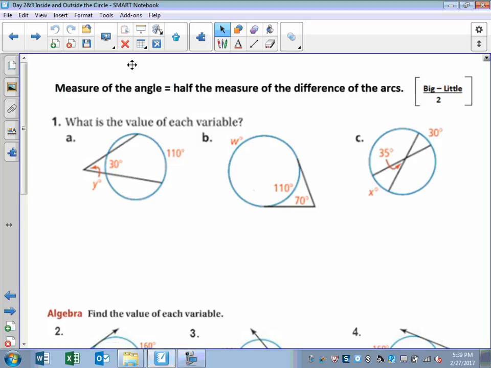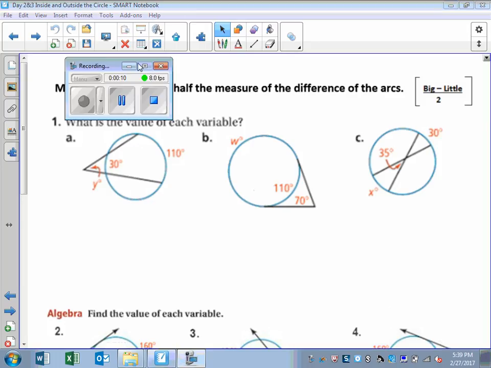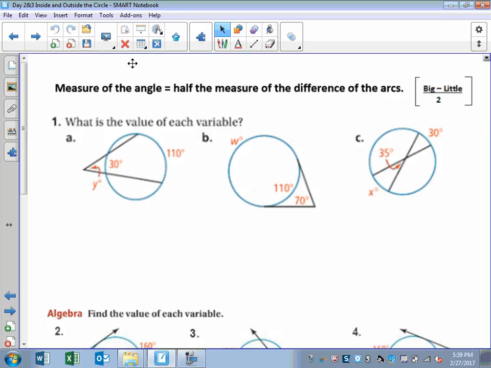Welcome to Unit 9, Lesson 3. This lesson will be split into 3 parts, so it'll be 3 separate videos for Lesson 3. And in this lesson, we're going to be talking all about how to find segments and arcs outside of the circle. So in Lesson 2, we did inside. Lesson 3 is going to be all about finding measurements outside of the circle.